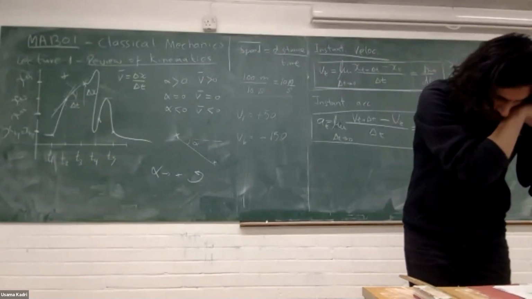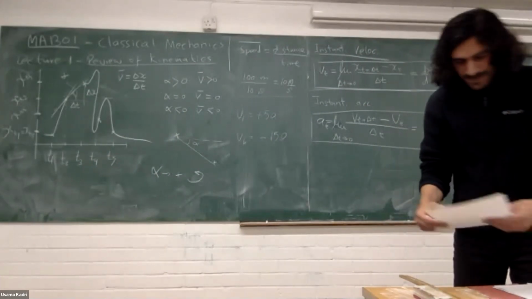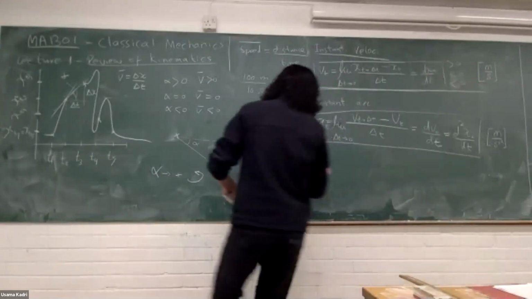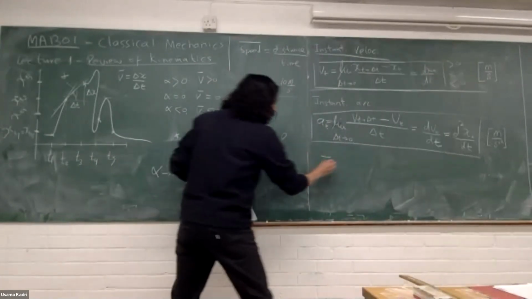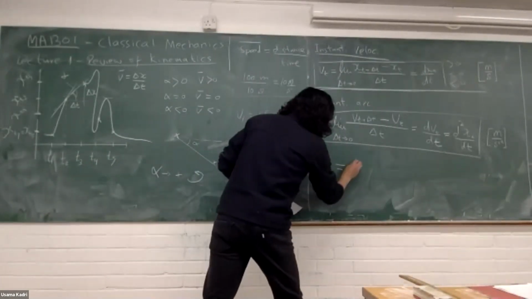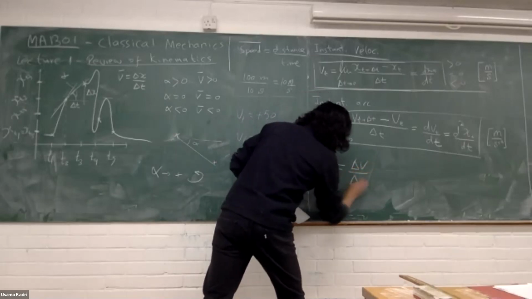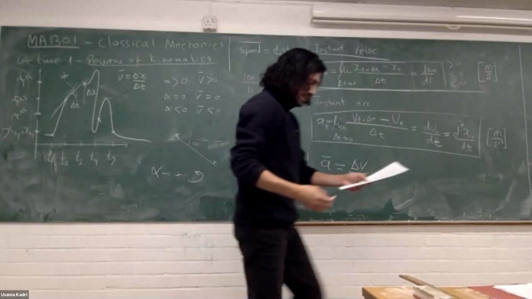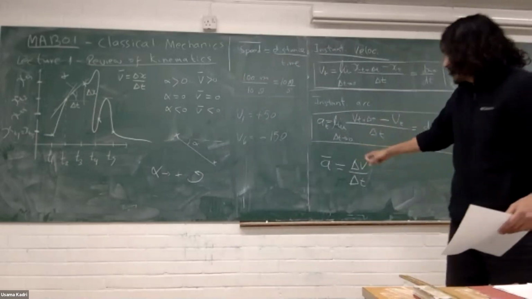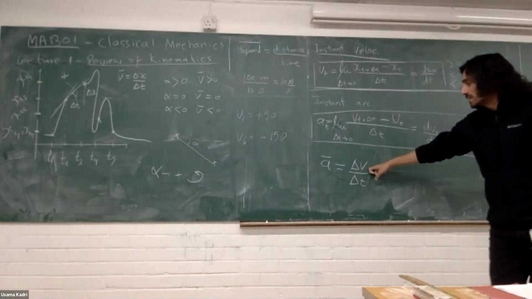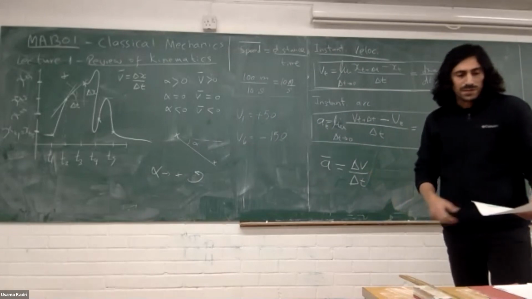Now let's get back to acceleration. In a similar way, I can say the average acceleration is just delta v over delta t. That would be the average acceleration. And it is sign sensitive. How do we know? Delta v is sign sensitive.